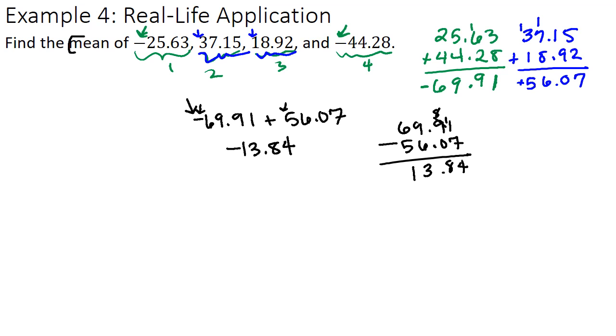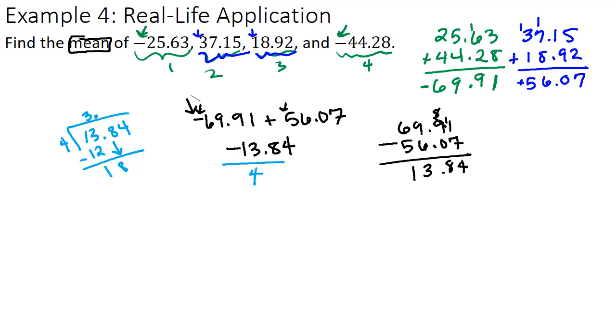But since we're finding the mean here, the next step is to divide that number by the total number of numbers that we had. So we had 4 numbers, which means I need to take this 13.84 and divide that by 4. 4 does not go into 1, but it does go into 13. It goes 3 times into 13, which makes this 12. When I subtract that, I end up with 1. I need to bring down that 8. Make sure I have my decimal place right there.